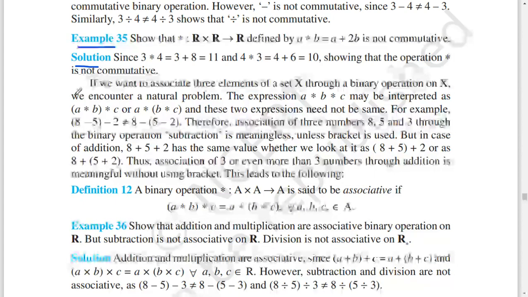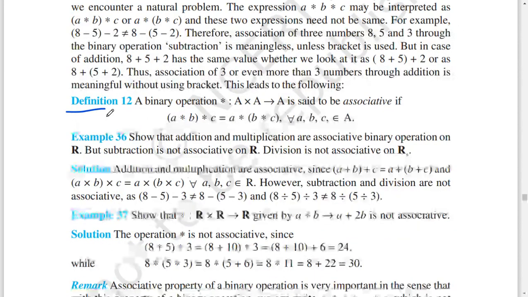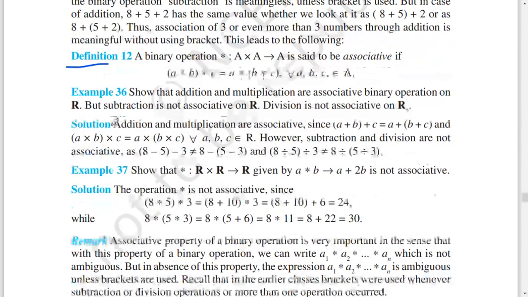This leads to the following. Definition 12. A binary operation * : A × A → A is said to be associative if (a * b) * c = a * (b * c) for all a, b, c belongs to A. Example 36. Show that addition and multiplication are associative binary operations on R, but subtraction is not associative on R. Division is not associative on R.